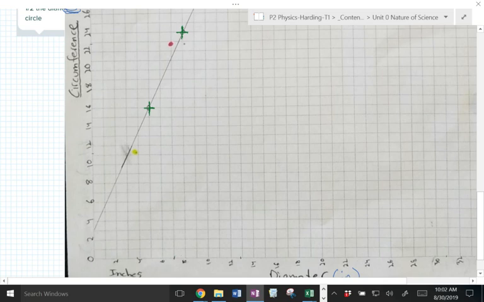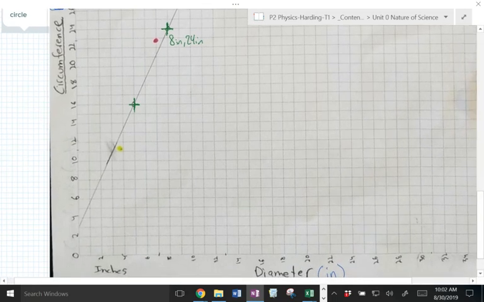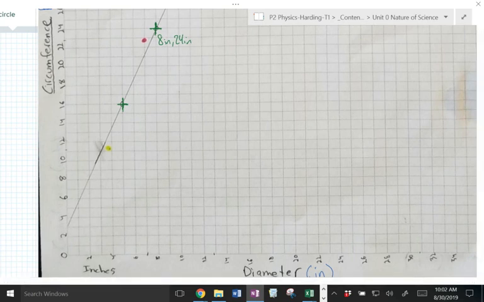So this is 8 and 24. 8 inches and 24 inches. Because if I go over here, if I go over here, that's 24. That's it. You don't need to do all the stuff I'm doing right now. I'm just trying to show you how I got 8 and 24 here.